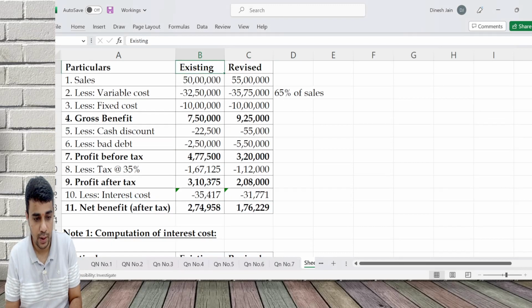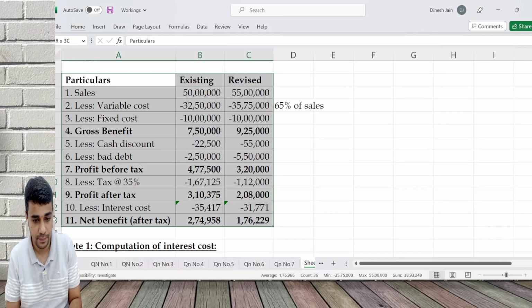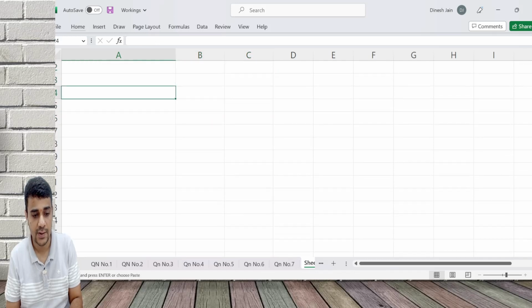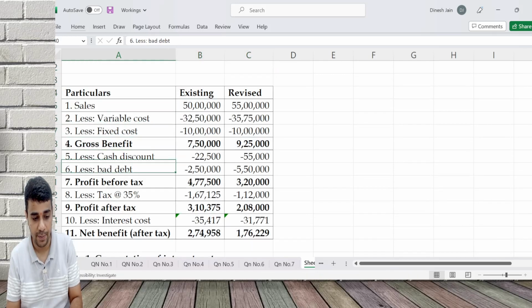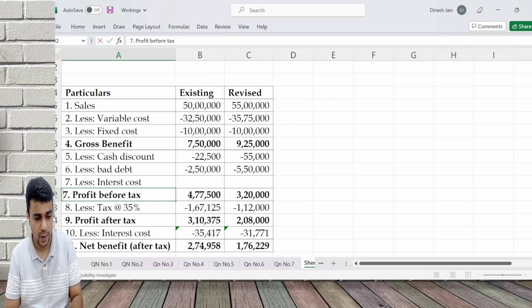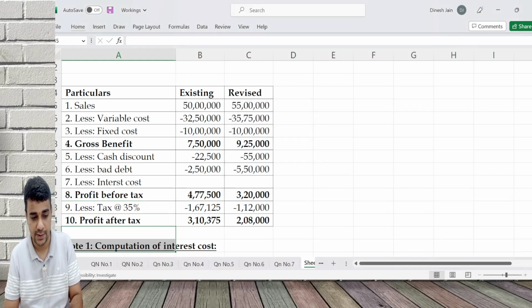So I'll do the revised calculation. Just in case I don't do after tax, I subtract here itself: less interest cost. Overall conclusion and calculation is going to remain the same, just that we subtract it earlier itself.